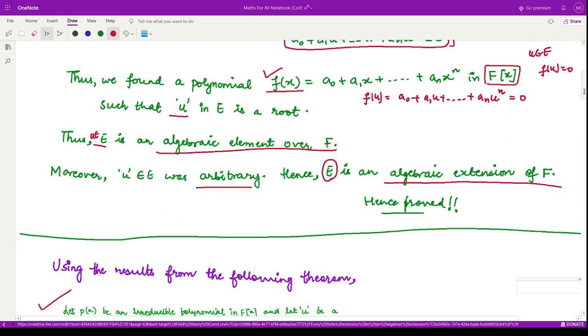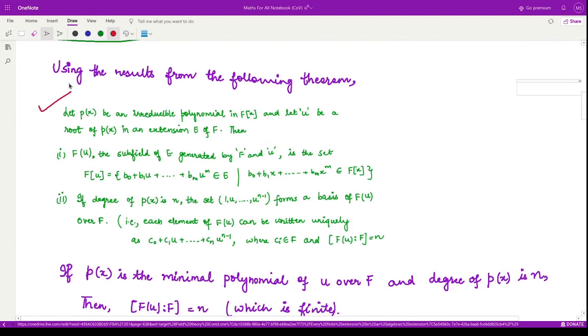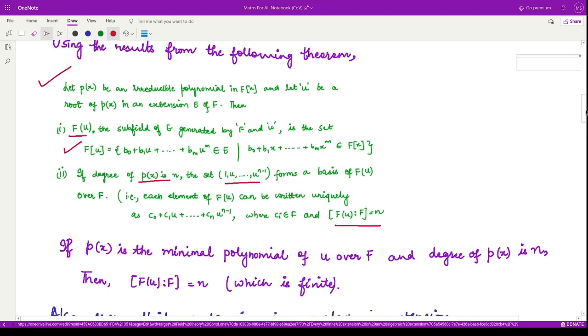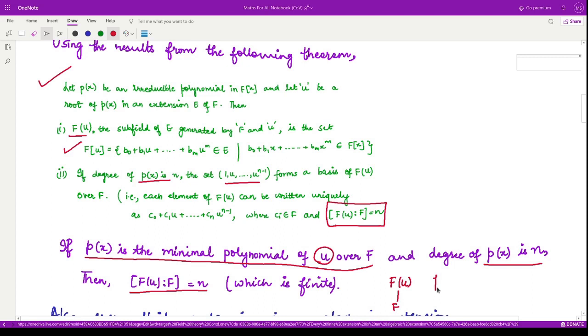Let us see one consequence of this theorem. Remember the theorem where, for any irreducible polynomial p(x), if u is the root, then this set was the basis for the extension field, and if the degree of that polynomial was n, the degree of that extension field over the given field was n. So using this theorem, we can state that if p(x) is the minimal polynomial of u over F, that means p(x) is the monic irreducible polynomial such that u is a root of that polynomial over F, and the degree of that polynomial is n, then we can say that the degree of the extension field F(u) over F is equal to n. So if we have the degree as a finite number, we can say that the extension F(u) over F is a finite extension.